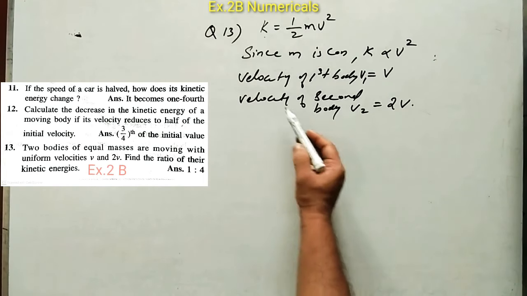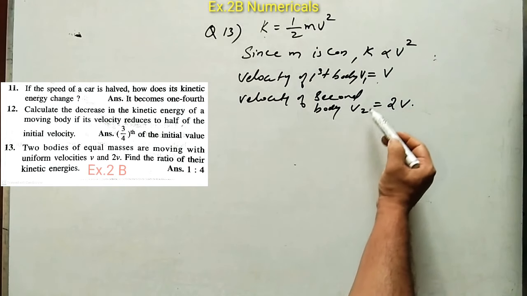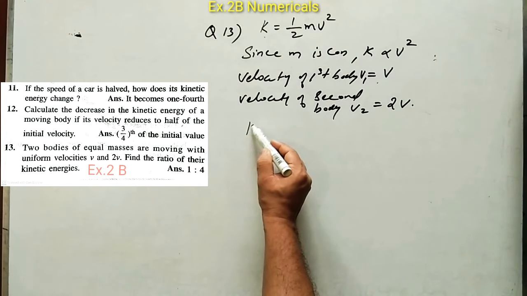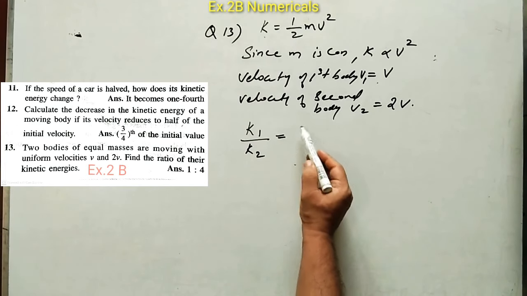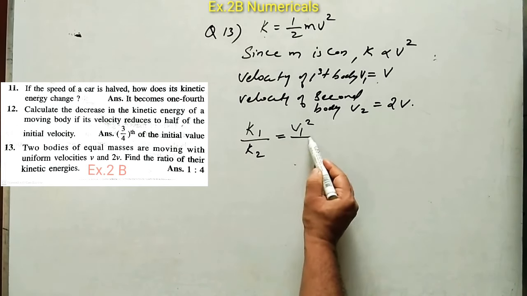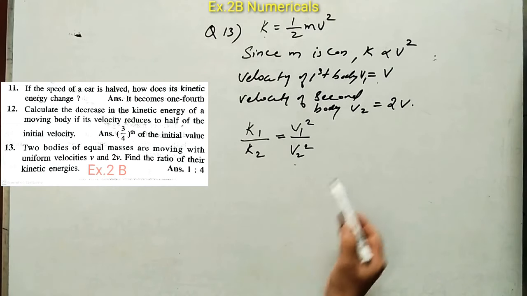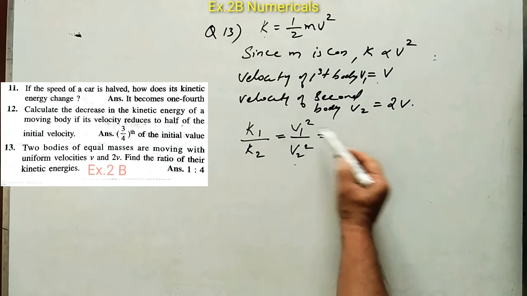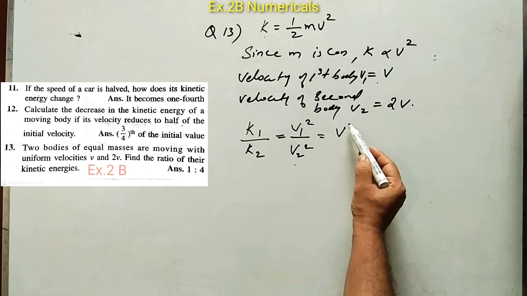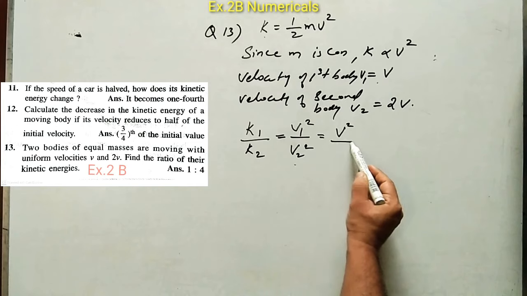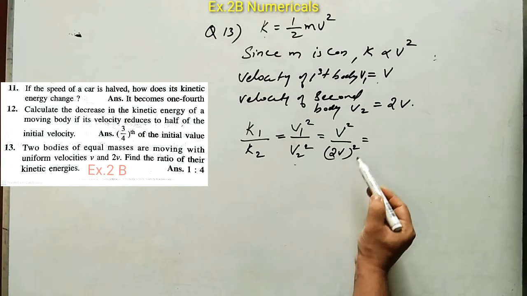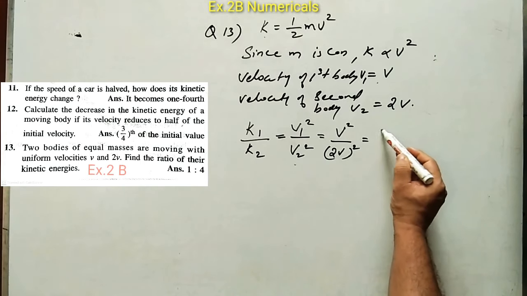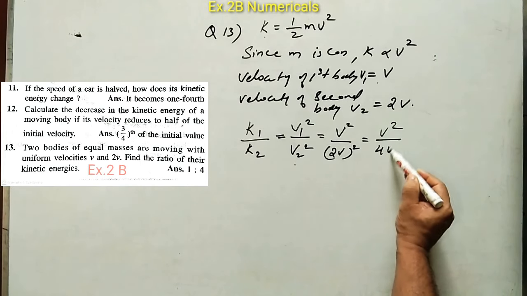Hence, what is the ratio of the kinetic energy of body 1 to body 2? I can write the ratio of kinetic energy of body 1 to body 2, K1 by K2, is equal to V1 square divided by V2 square. Clear? So that's equal to V square divided by 2V the whole square. So we are getting it as V square divided by 4V square.